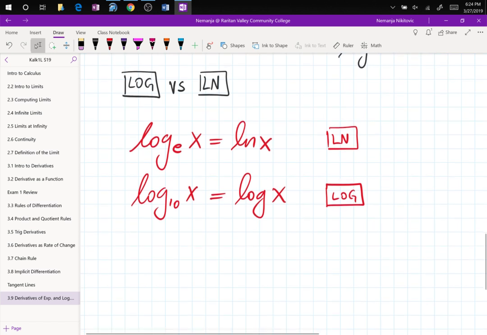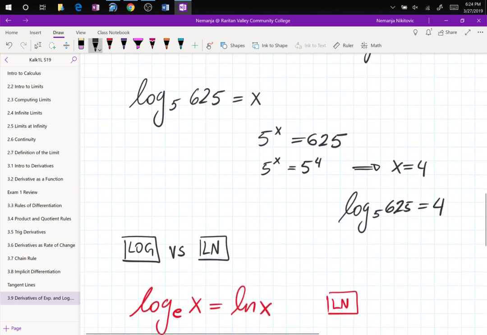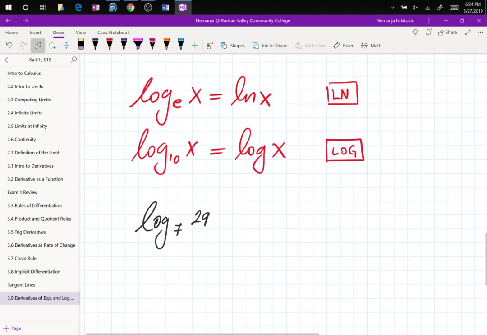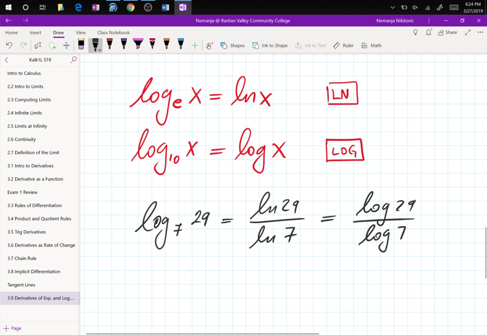Now, what do I do if I have to calculate log base 7 of 29, right? I clearly can't do this directly because 29 and 7 don't work together. 49 would be great, it would just be 2 and you're done. So we use what we call the change of base formula. Change of base works this way. This is ln 29 divided by ln 7, or log 29 divided by log 7. You can use either one.